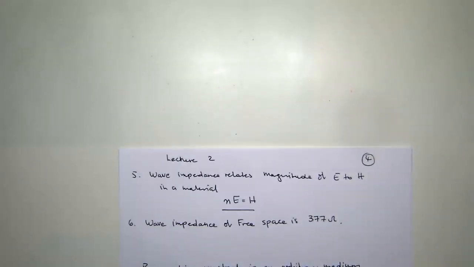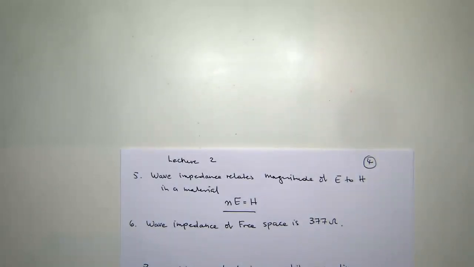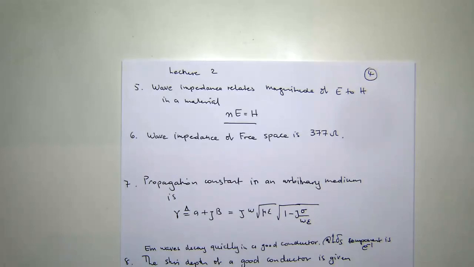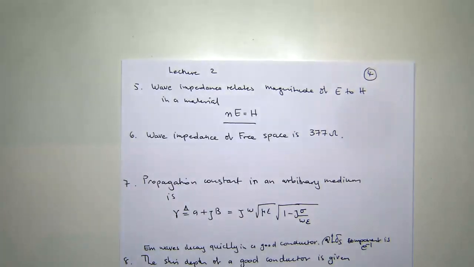We then went on and described what happens in the far field and said that there's a relationship between the magnetic and electric fields. And that relationship, that eta, which is the constant which relates the magnitude of the electric field to the magnetic field, is also known as the wave impedance. And in air, the wave impedance has a value of about 377 ohms. We then went through and talked about the propagation constant in an arbitrary material.